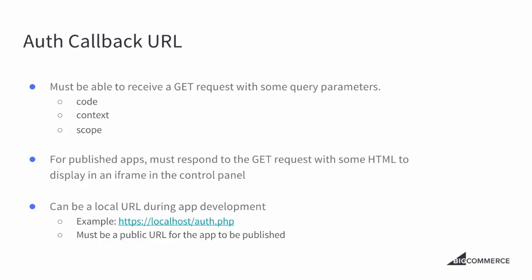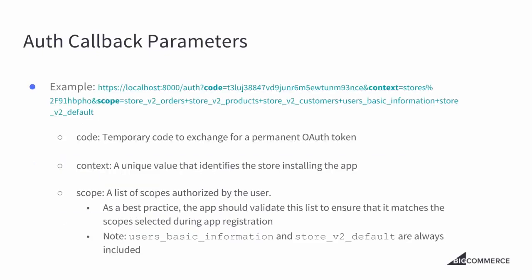Additionally, apps that are published in the app marketplace must respond to this GET request with some HTML that will be displayed in an iframe in the control panel. This response is not necessary to register or install an app during development, but it will be needed before the app is approved for publication in the BigCommerce app marketplace. There are 3 query parameters in the GET request sent to the AuthCallback URL when the user clicks Install. We'll look further into how these parameters are processed after we cover app registration, but let's introduce them now.